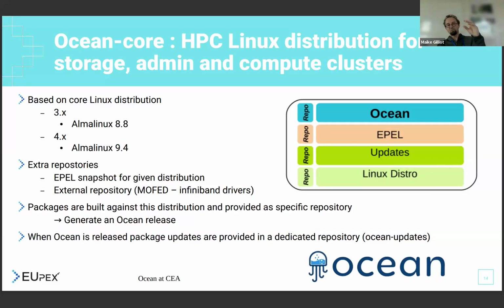Once we generate all the RPMs based on this stack of repositories, we have, as a result, an Ocean release. Once a version of Ocean is released, we have another repository called Ocean Updates, which will provide the dedicated updates.